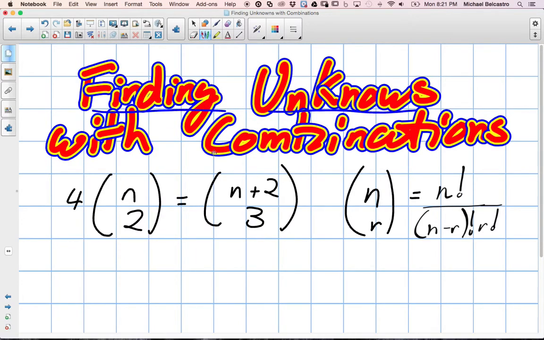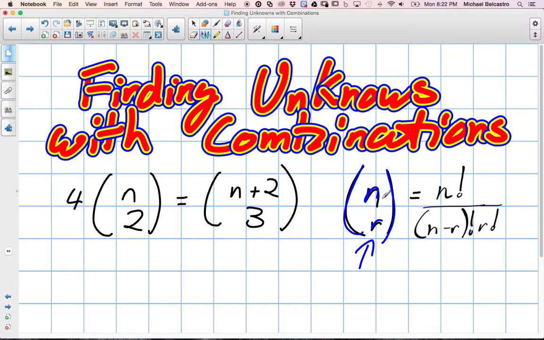at finding unknowns with combinations, which isn't commonly done, but it can be done. So here's our question: 4 times n choose 2 is equal to n plus 2 choose 3. It's saying that these two expressions are equivalent. Now we want to make sure that we understand the symbolism they use here.